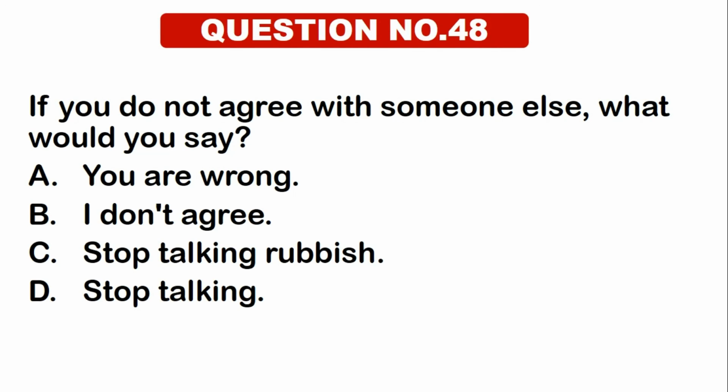Number 48. If you do not agree with someone else, what would you say? A, you are wrong. B, I don't agree. C, stop talking rubbish. D, stop talking. The correct answer is B, I don't agree. This is an issue as far as social linguistics is concerned: the social dimension of language.